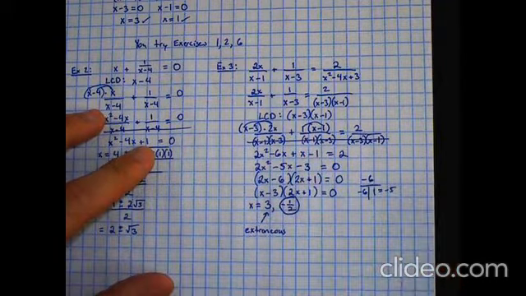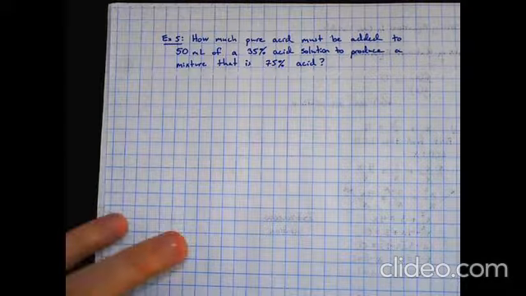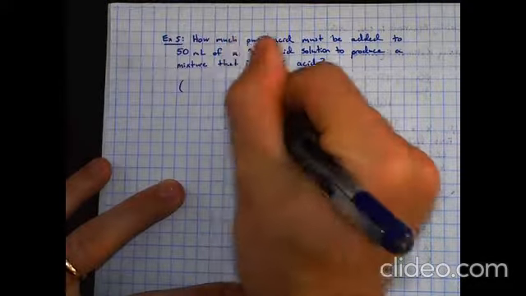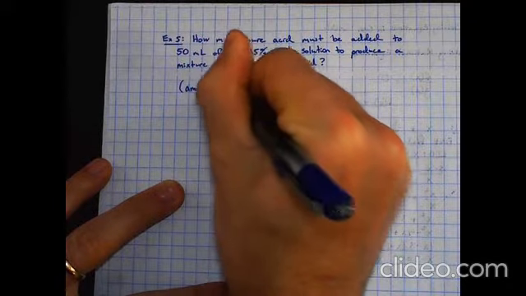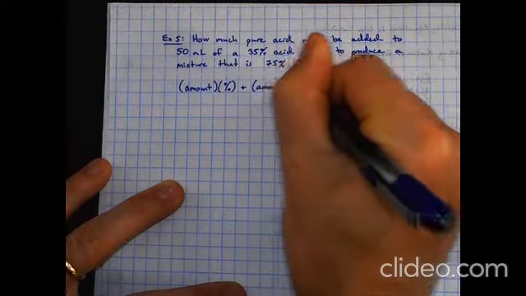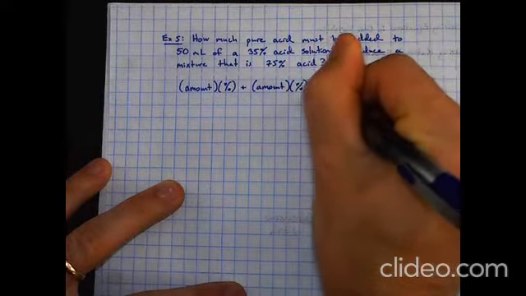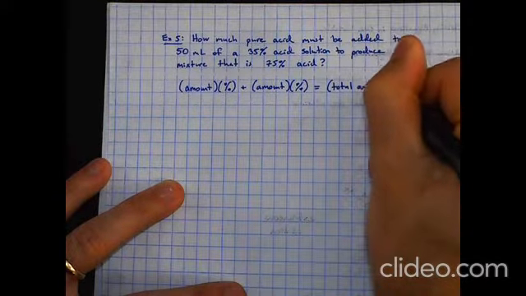So for example 5, we have a word problem. How much pure acid must be added to 50 milliliters of a 35% acid solution to produce a mixture that is 75% acid? So this is a mixture problem. And usually you want to take a mixture problem with this formula. You want to go amount times the percentage plus amount times the percentage equals total amount times the final percentage we need.